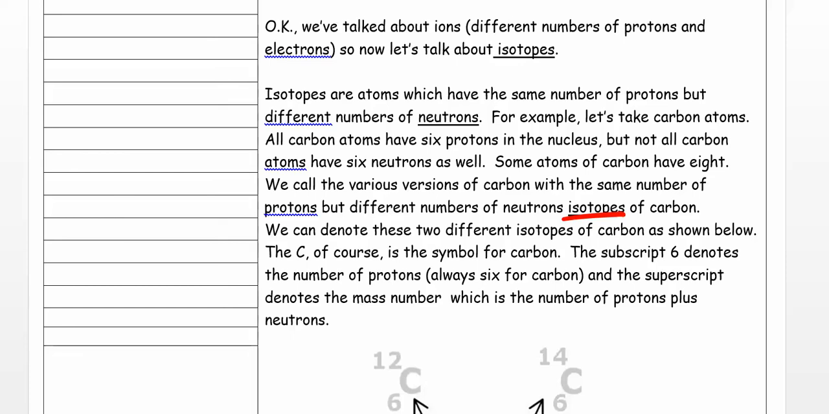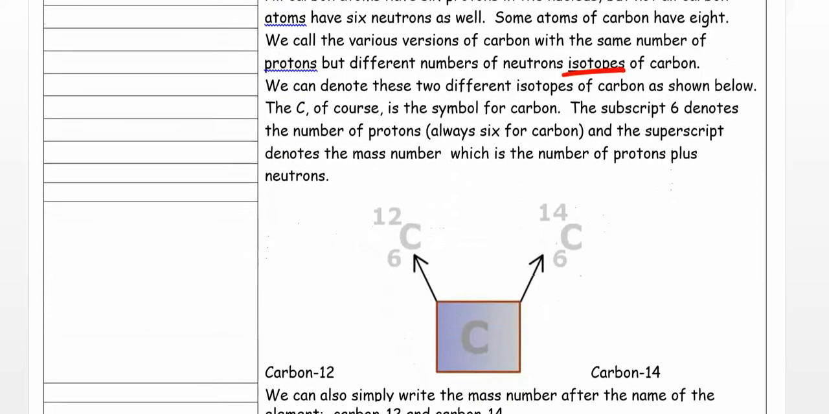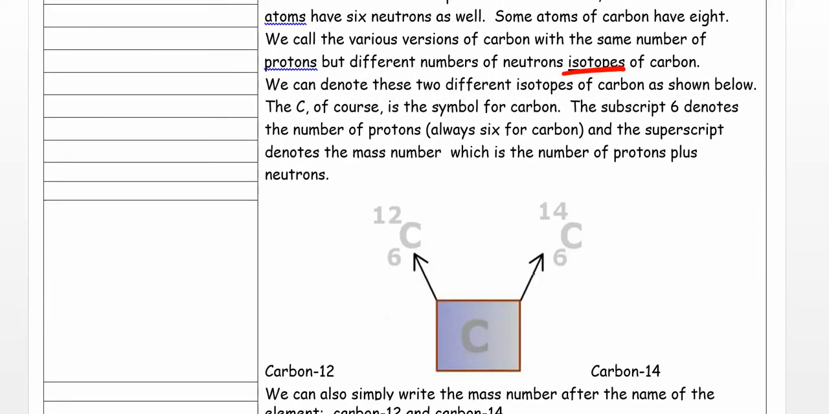The C, of course, is the symbol for carbon. The subscript 6 denotes the number of protons. It's always 6 for carbon. And the superscript denotes the mass number, which is the number of protons plus neutrons. So if I look at the carbon box on the periodic table, I notice that it's just a C. That C stands for carbon. But there are multiple isotopes within that box. So if I see a 6 on the bottom, for example, I'm going to have 6 protons in that carbon atom. In fact, there have to be 6 protons in that carbon atom, because if it didn't have 6 protons, it wouldn't be carbon.